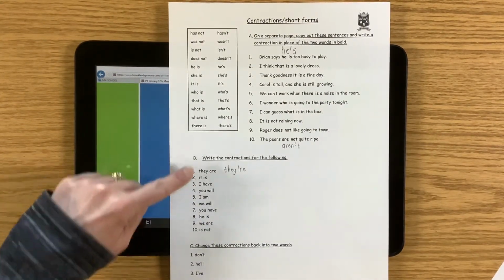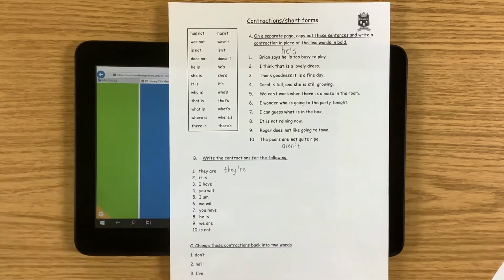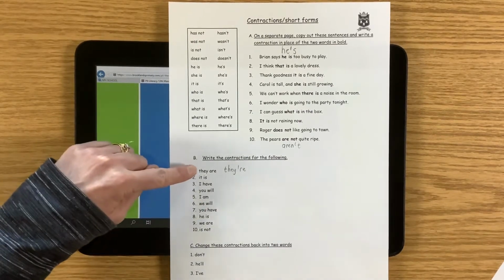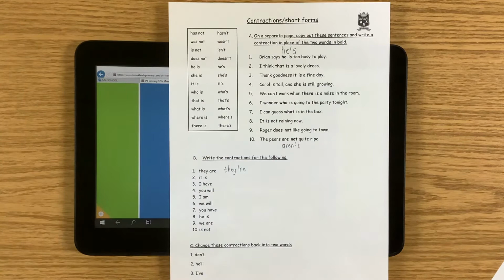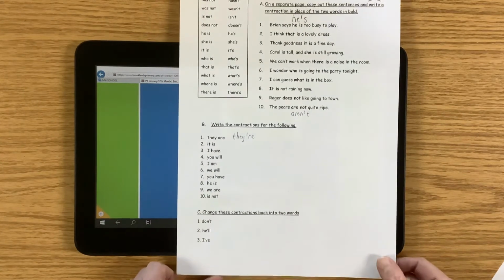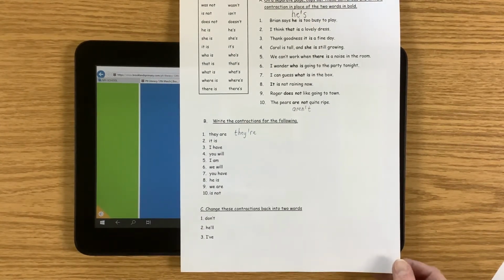In part B, same idea, 2 words, change it into a contraction. So instead of "they are", it would become "they're". And in part C, you've got a contraction, change it back into 2 words.